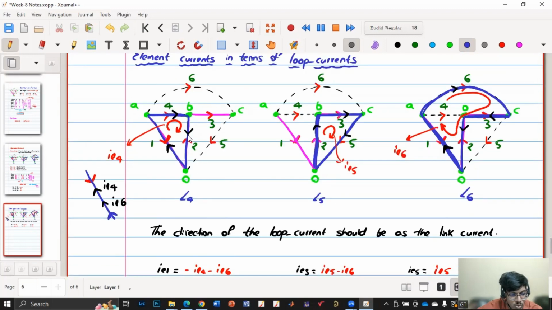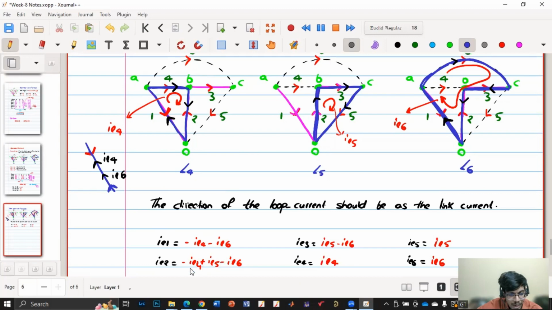And IE2, if you see, the loop current is saying in this element IL4 is flowing from top to bottom. In this case, it is saying IL5 is flowing from bottom to top. In this case, it is saying it is flowing from top to bottom because the loop is like this. So here it will be plus, here it is minus, here it is minus. So plus IL5 minus IL4 minus IL6.